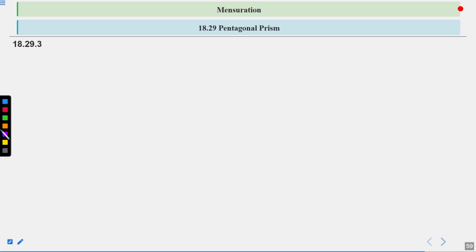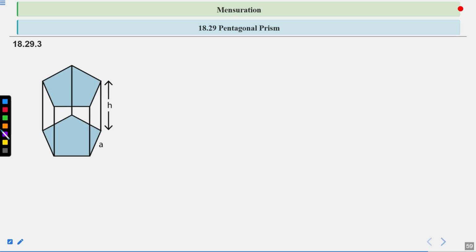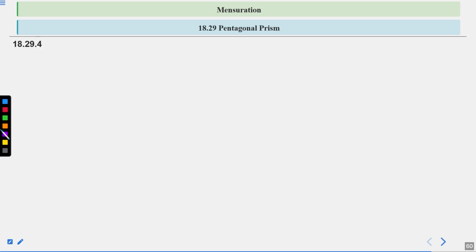Next one. In the pentagonal prism, formula related to 18.29.3. So this is the diagram of a regular pentagonal prism. We can calculate the total surface area, which is 5 times the side times the height plus 2 root 3 times side square. Then we get the total surface area of the pentagonal prism.